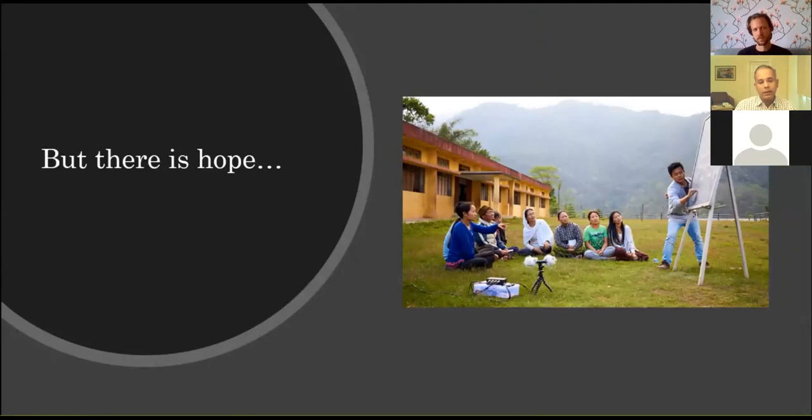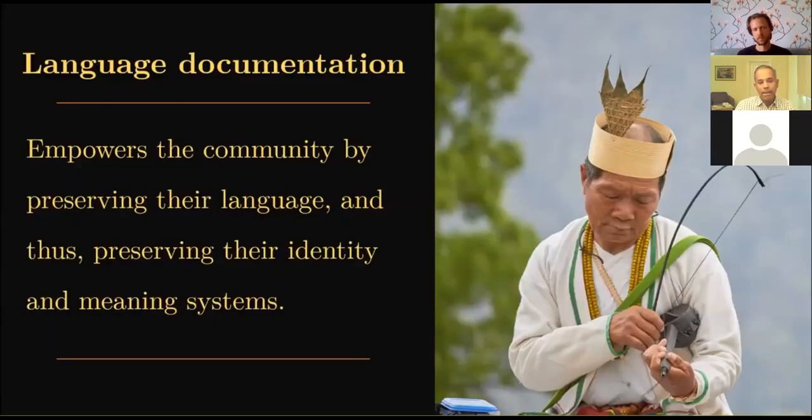But I'd like to end on a note of hope. Through language documentation, through community support and community involvement, this language documentation empowers the native speaker community by preserving their language and thus preserving their identity and meaning systems.